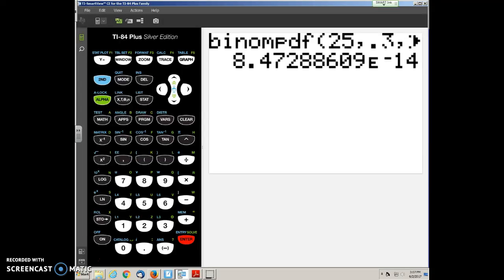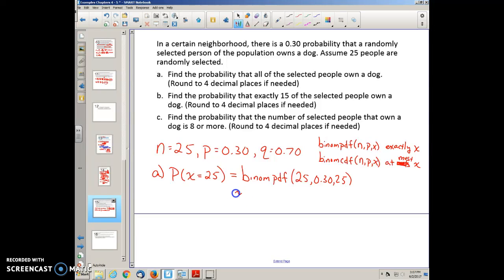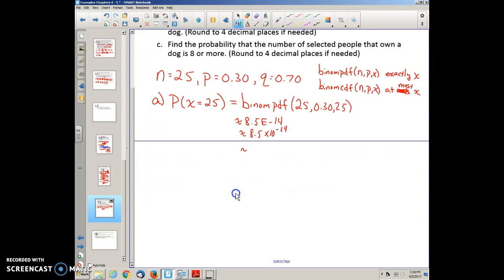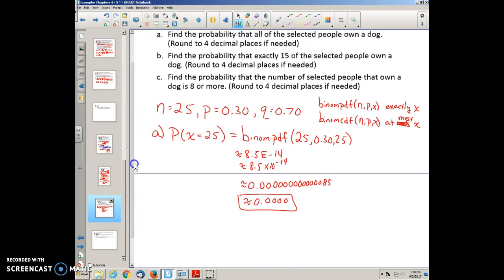And then we get this number, 8.5 e negative 14. So what that means is 8.5 times 10 to the negative 14, which would be 0 point and then 13 zeros. And then 8.5. And rounded to 4 decimal places, it's just 0.0000. So there's a pretty close to 0% chance that all of them will have a dog.